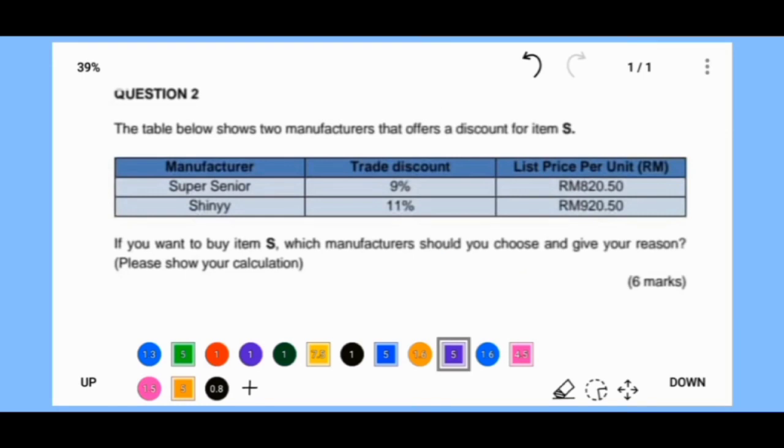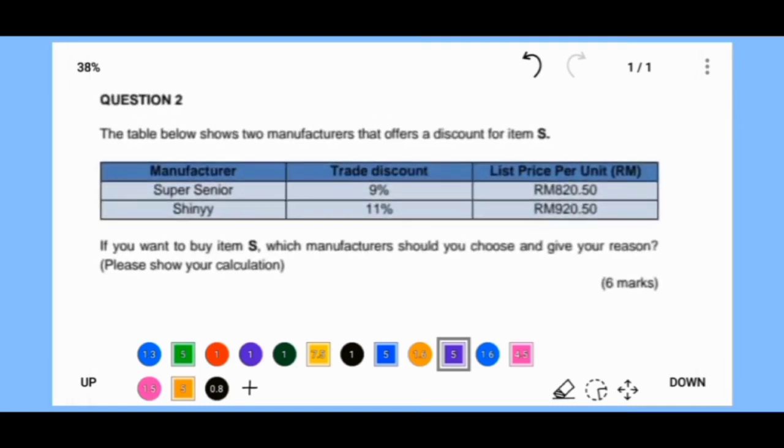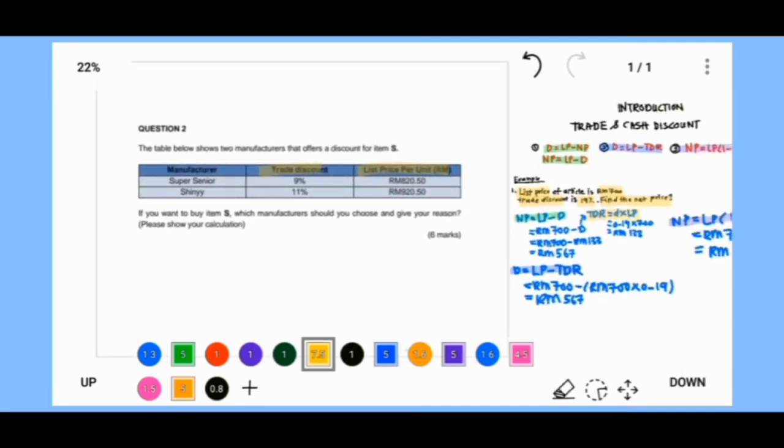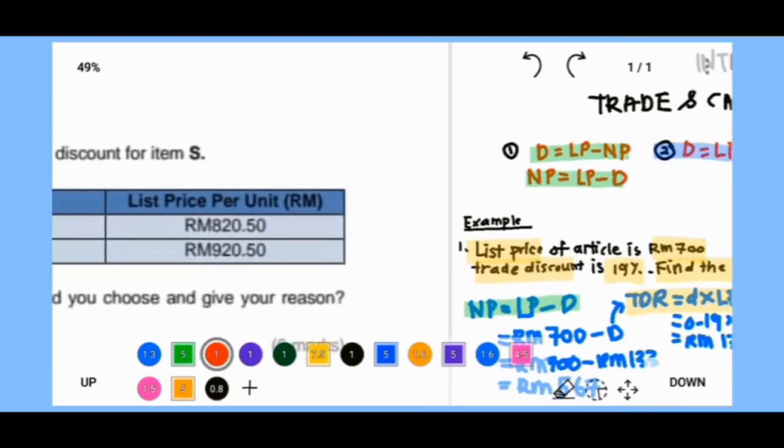If you want to buy item S, which manufacturer should you choose? And give your reason. From this question, they ask us to choose a manufacturer and give our reason why we choose that manufacturer. From this table, they give the amount of trade discount and list price, but we don't have any information about net price. So we have to determine first which formula we can use. Is it the first formula?